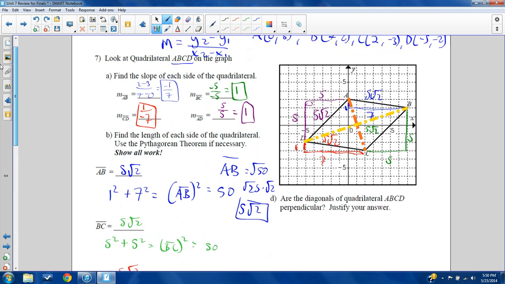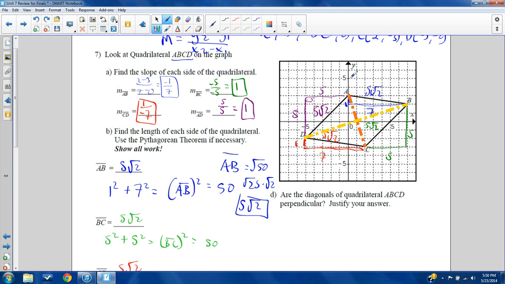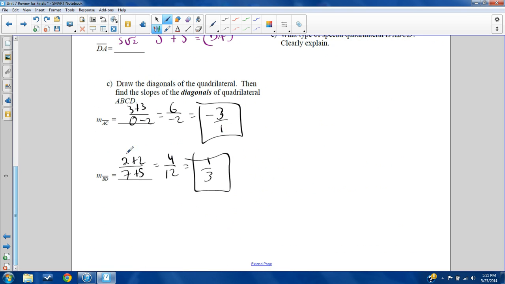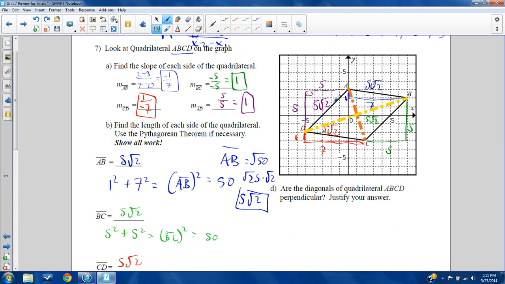Part D, are the diagonals of quadrilateral ABCD perpendicular? Justify your answer. The way you're going to figure this out, you don't want to eyeball it. You don't just want to say yes because it looks like it. It's all about the math. We talked about the math before. When you have two lines that intersect, and their slopes are opposite reciprocals of each other, like these two right here, negative 3 over 1, positive 1 over 3, you do have 90-degree angles right here, here, here, and here.